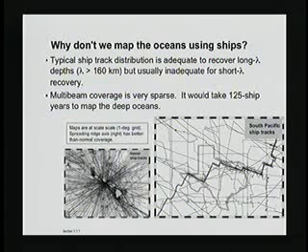It would take about 125 ship years to map the deep oceans. If you just concentrated on the deep parts, actually it's easier to map the deep part because the swath of your sonar is wider. Of course, you could do it in 10 years. It's 12 ships. It could be done.